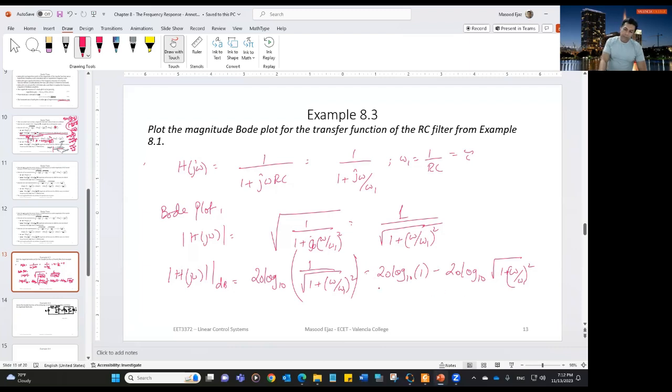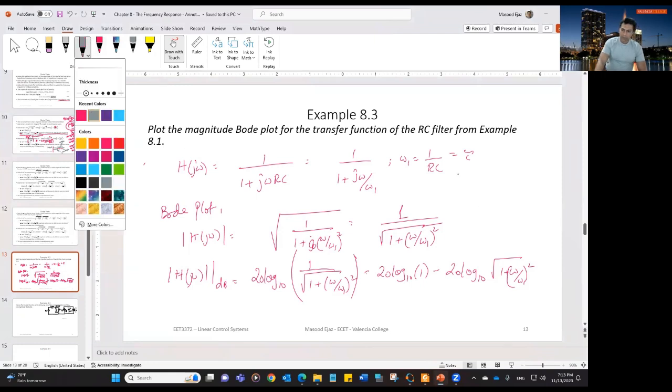So when we are plotting the Bode plot, you have to plot for this, which will be 0. Log of 1 is 0 for all frequencies. And we have to plot for this, which is the pole, as we discussed earlier. So if we plot, let's say I plot here.